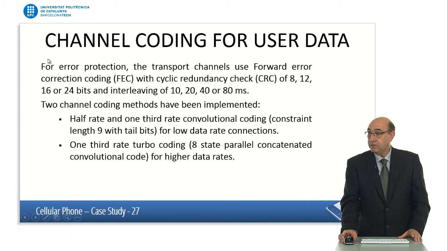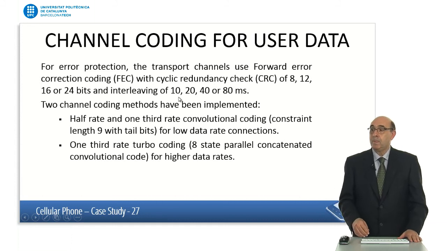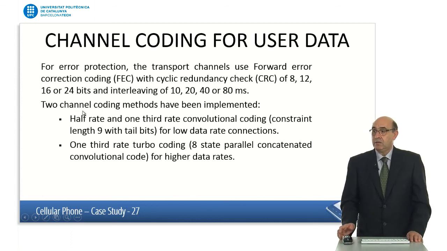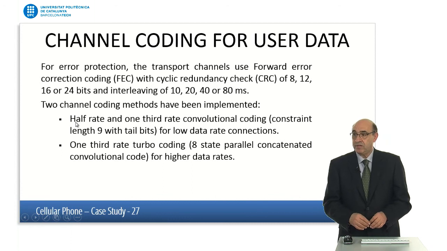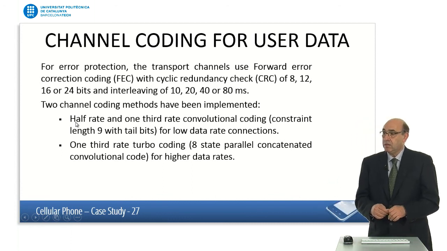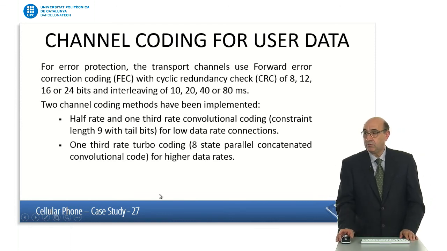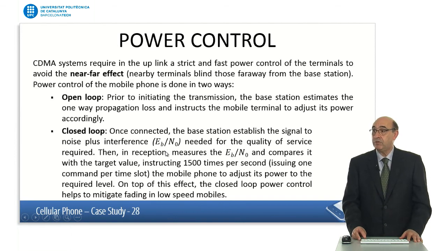This is called interleaving, and those systems interleave the bits over time ranges of 10, 20, 40, or 80 milliseconds, which is a very powerful, very strong interleaving. They normally employ a couple of codings for the channel coding process: half rate and 1/3 rate convolutional codes, which are constraint length 9 codes. This is for low data rate connections, and for high data rates they use turbo coding. So they have different coding schemes for protecting against error.